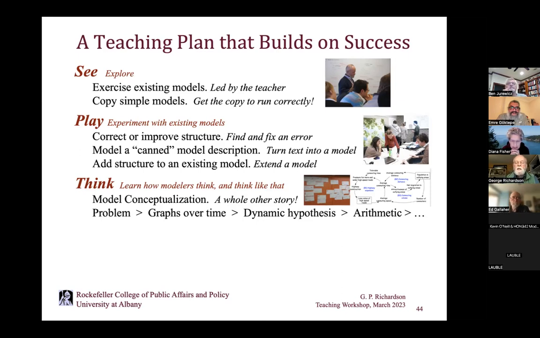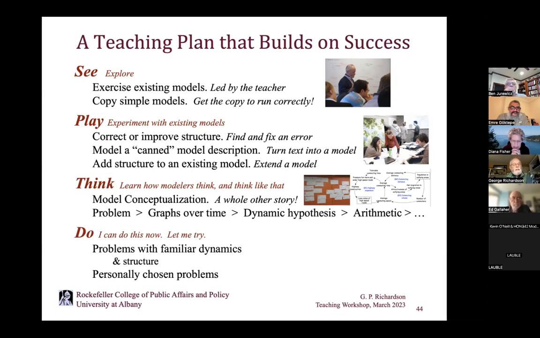Learn how modelers think and think like that. This is the hard part, of course. And then finally, by the way, I give them a model conceptualization exercise, but don't ask them to build a model. This is actually at the very end of the course. Finally, getting students ready to work on personally chosen problems. I give them a problem with familiar dynamics and structure, but it's a blank page.